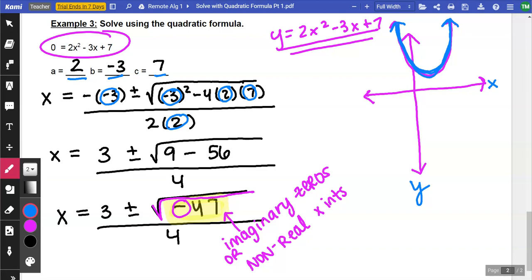So that's all for today. On Thursday, we're going to do solving using the quadratic formula part 2.